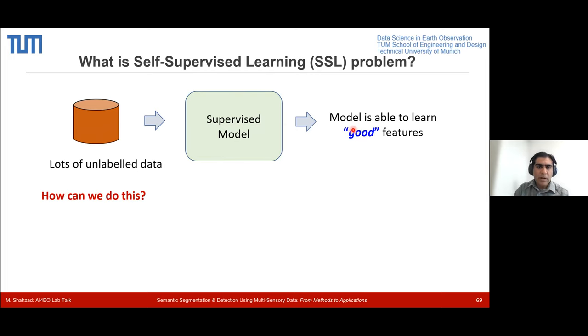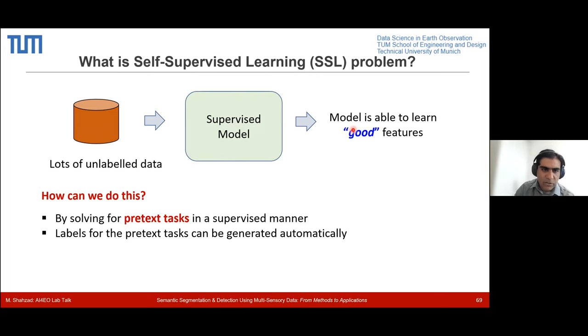Of course, there are several ways. One way is to solve pretext tasks in a supervised manner, where the labels for these pretext tasks can be generated automatically, because we already have the unlabeled data itself. We make the formulation such that we don't need an external label, and we can use whatever information we already have. I'll just show you a couple of examples of what kind of pretext tasks exist.